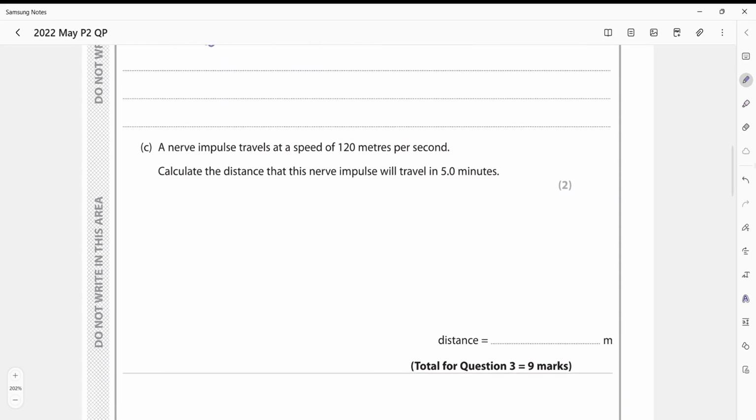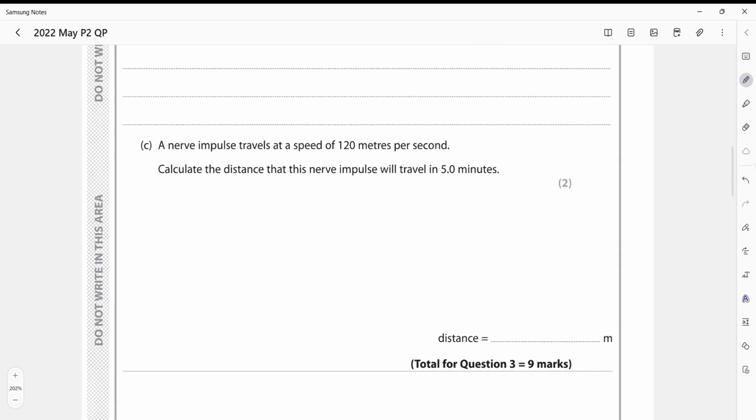Alright, and lastly, part C. A nerve impulse travels at a speed of 120 meters per second. So this is the speed, 120 meters per second. Calculate the distance this nerve impulse will travel in 5 minutes. Because the time is given in minutes, we need to convert this into seconds. So that would be 60 times 5, that would be 300.